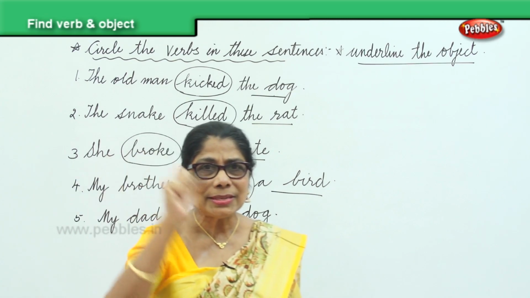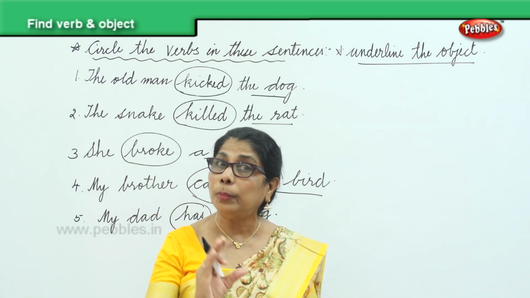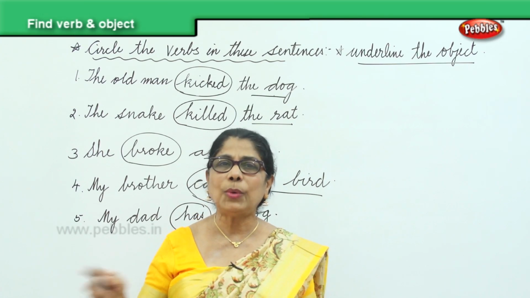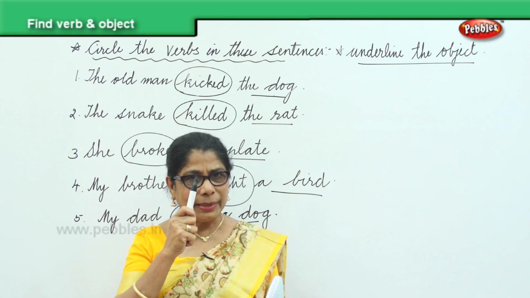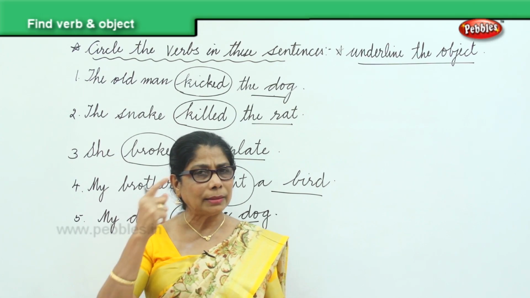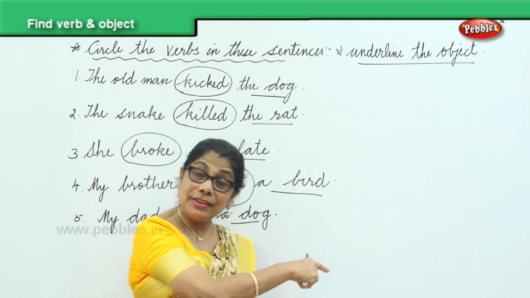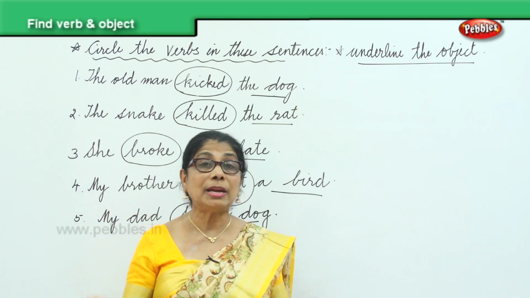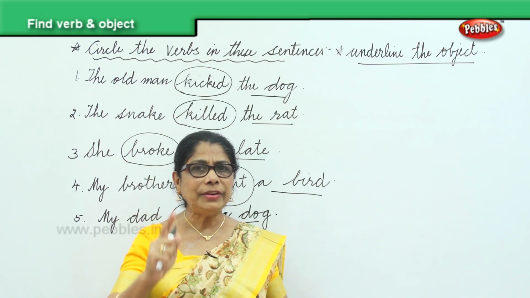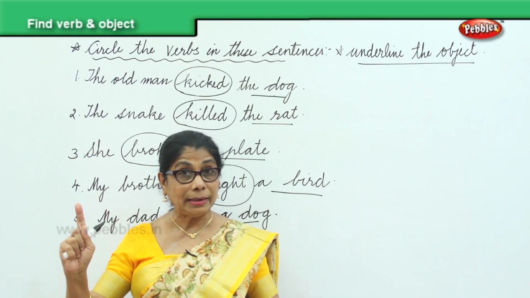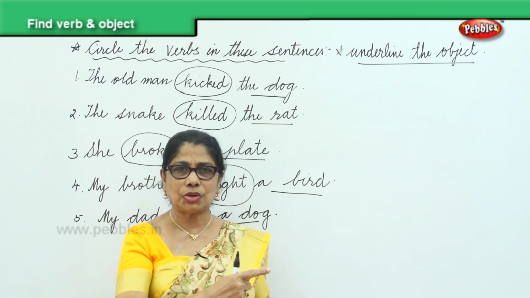So now, we learned to circle the verbs in this sentence. We learned to underline the object. What else did we learn? A sentence makes complete sense. A group of words that will make complete sense. It begins with a capital letter, it ends with a full stop or question mark or exclamation mark. Every sentence begins with a capital letter, every sentence must end with something, question mark or full stop.